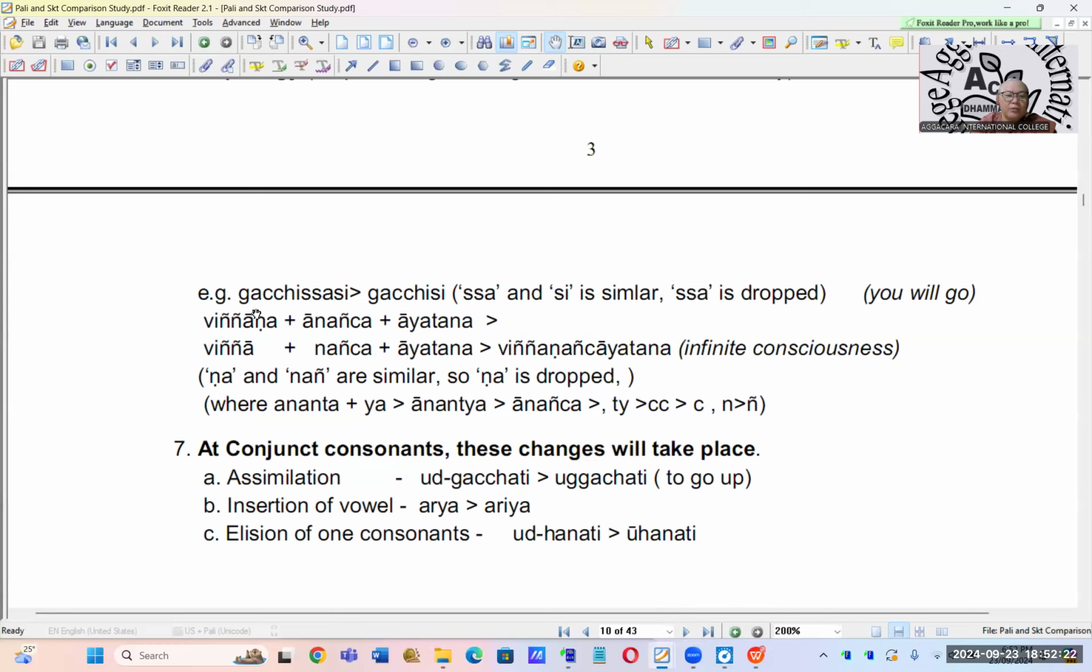So when you combine, because you got the na and also nan, three already, so we drop the na. So we combine without the na and it will become Vinnananancayatana. Okay, you can see here, na and nan are similar, so na is dropped.